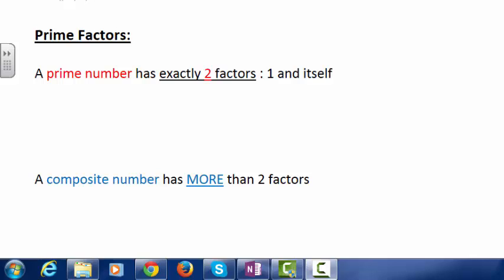Unit 1, Lesson 2, Prime Factors. Before we start, we need to know two definitions, prime number and composite number, and what the difference is between both.